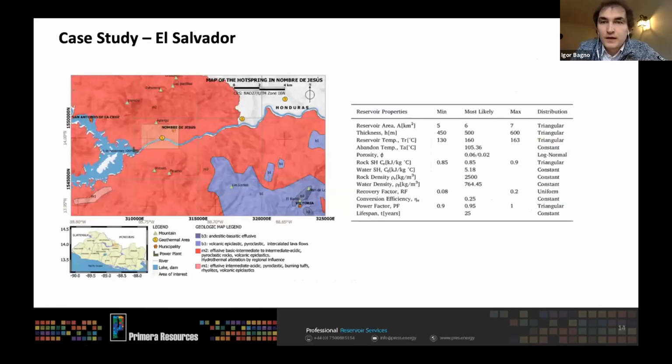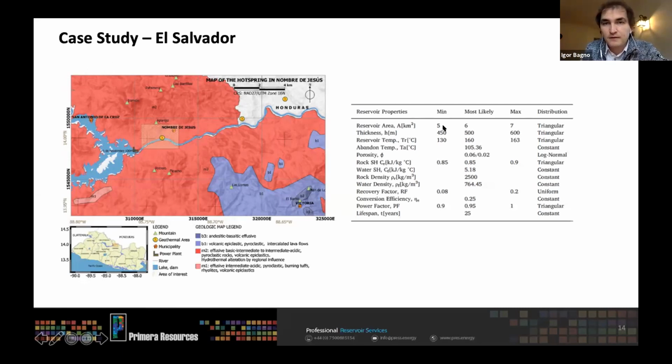So we move into the case study example in El Salvador. We're back in El Salvador again, and there is an area which is near the existing power plant. There is a dam which generates the electricity there, but there is an area which is next to the dam, which is called Nombre de Jesus, and it's quite a large area. And we are taking the parameters from the area, from the exploration projects which was done there. And I'll move to Python soon to show you how the Monte Carlo library that we found works.